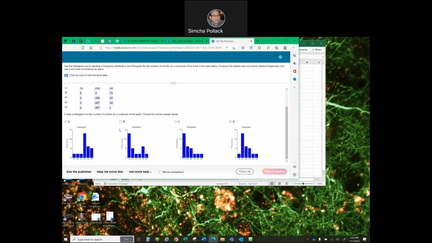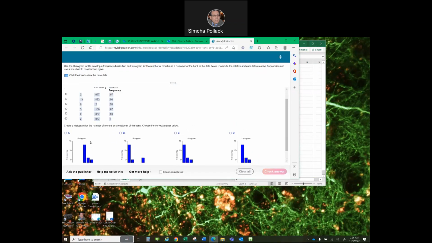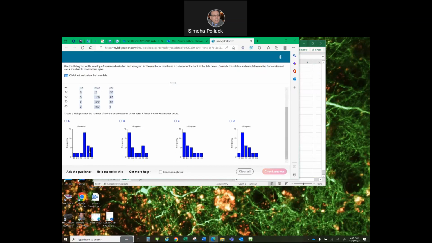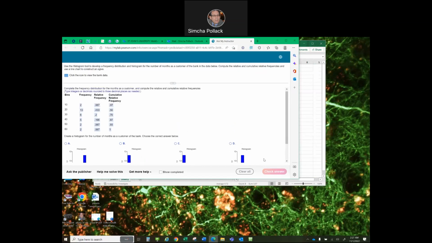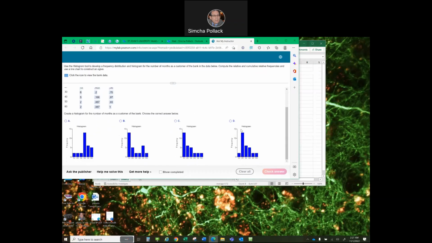Create a histogram. The histogram is the number of people in every category. So we start out with 2, so the first number has to be a 2. Then it jumps to 15. And it goes down to 6 and 5, and then 2 and 2. So clearly this is the right answer.